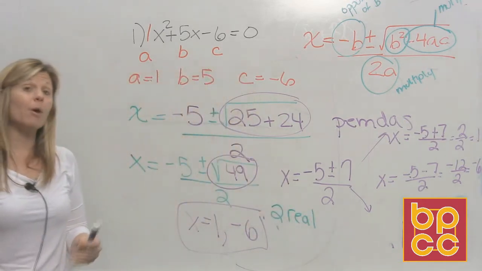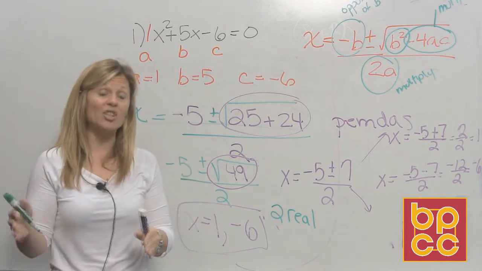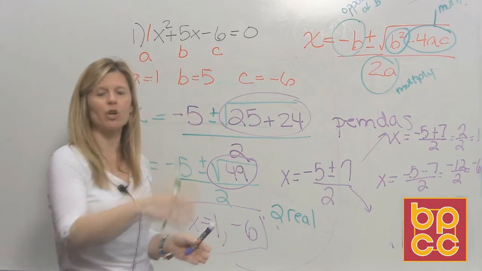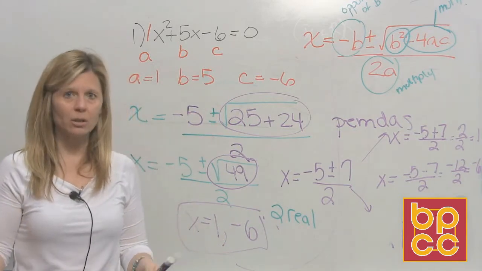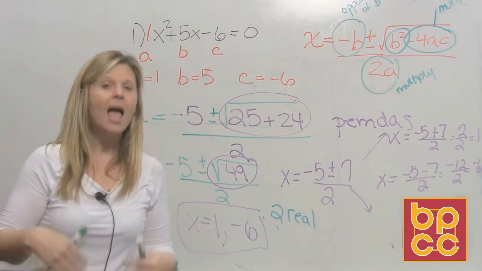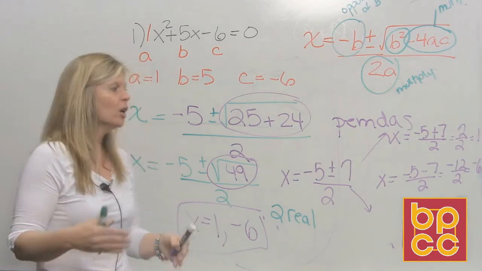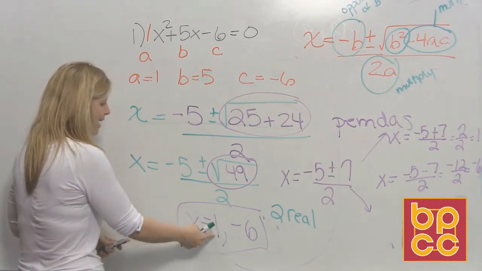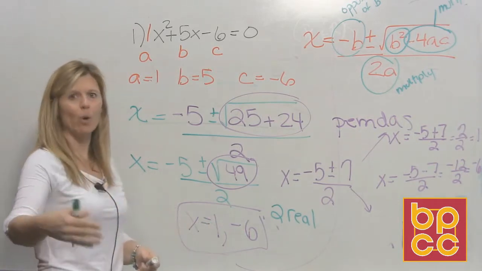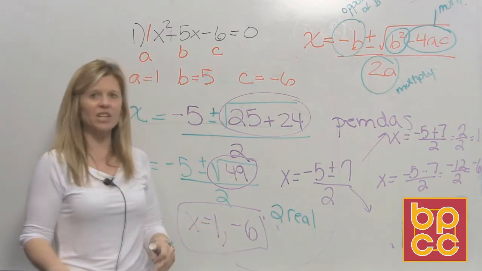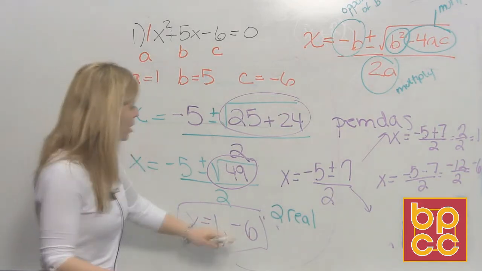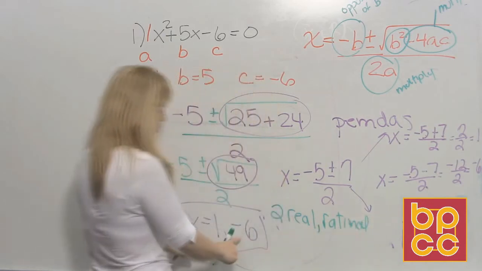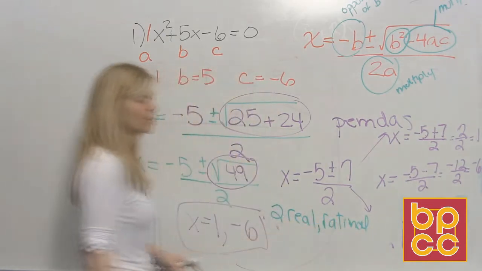If you also remember, on the number line, numbers can either be rational or irrational. Well, that takes us back to many modules ago. The word rational has the word ratio in it, and a ratio means a fraction. So if these are rational numbers, they can be changed to fractions. How do you change 1 to a fraction? You write 1 over 1. How do you write negative 6 as a fraction? Negative 6 over 1. So these are rational numbers. So we would say we have two solutions that are real and rational.